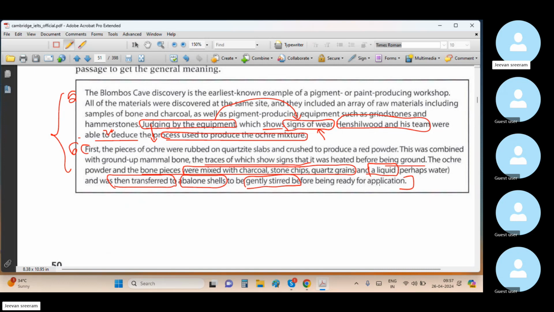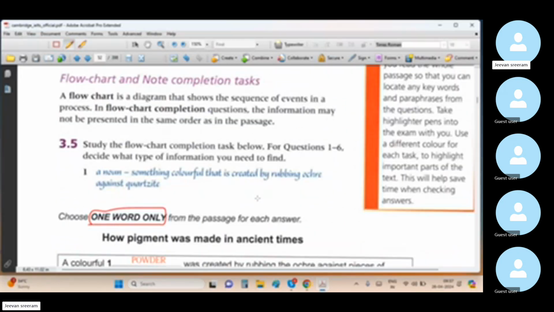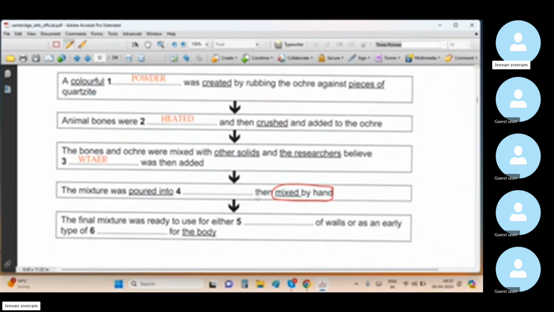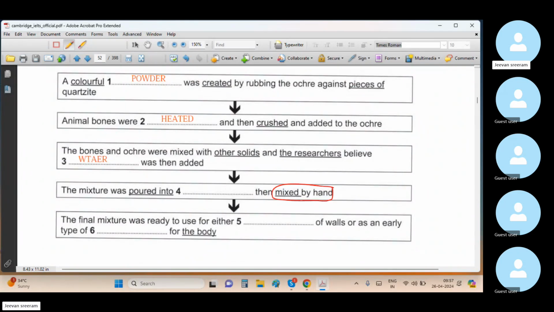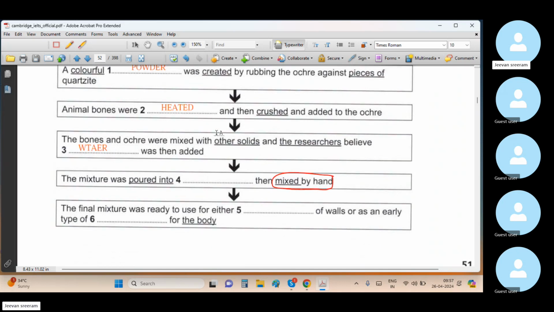In the olden days, right? They did the mixing and all manually. So that was actually transferred to abalone shells before mixing. Poured into is equal to transferred. I can't write abalone shells, because of the restriction, one word only. So I can just write shells.